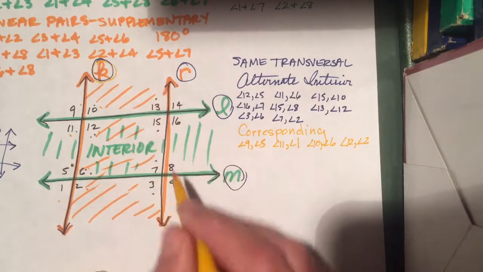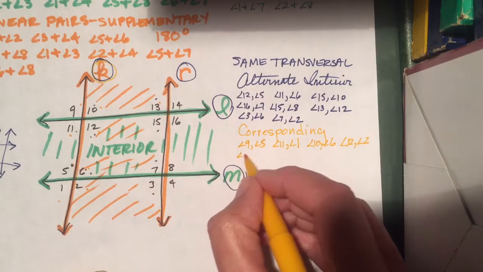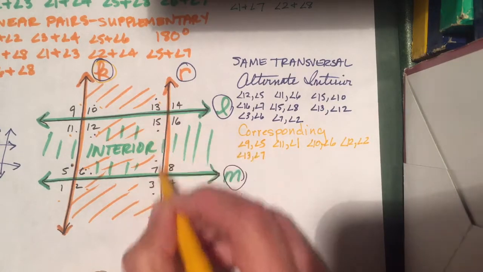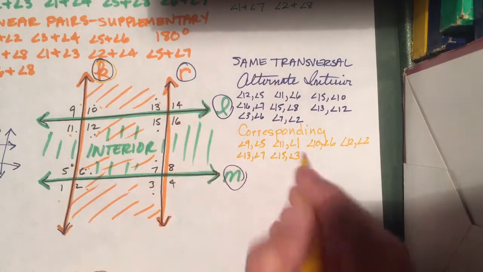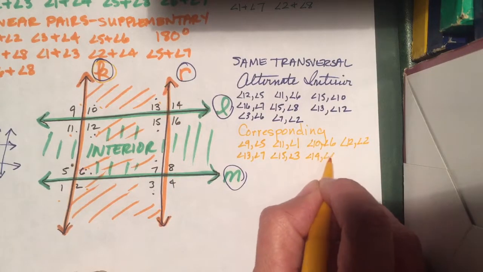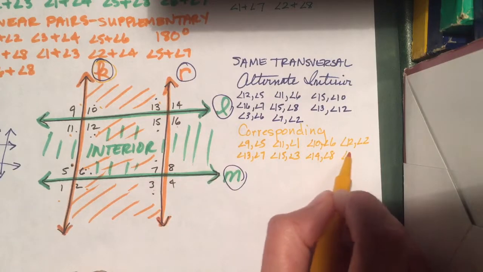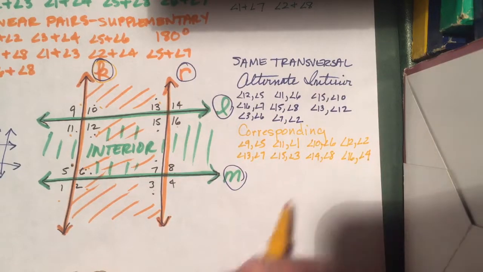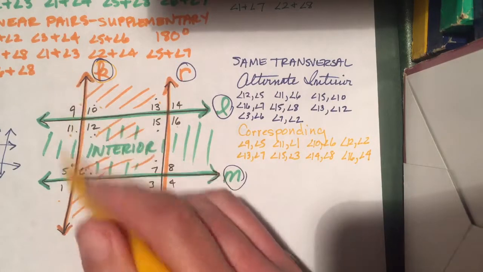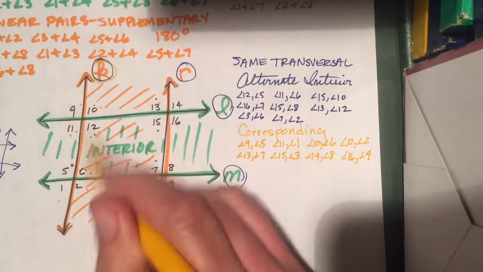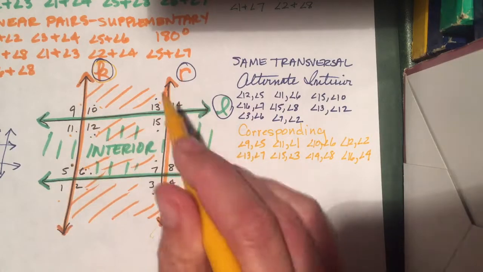Now let's look at this one. 13 and 7, 15 and 3, 14 and 8, 16 and 4. And those are all of your corresponding angle pairs, only if we're looking at the orange transversal K and the orange transversal R.